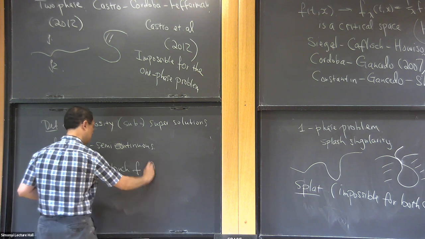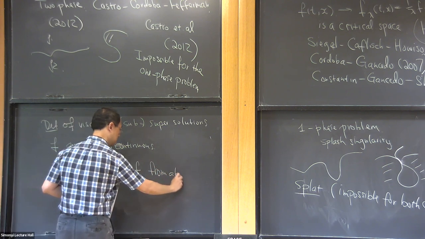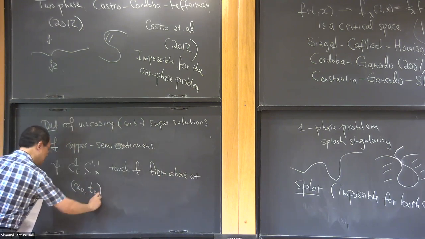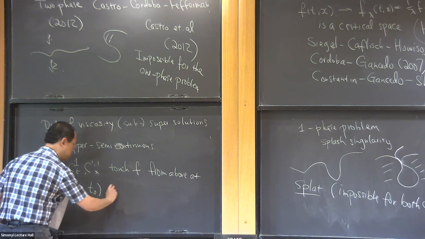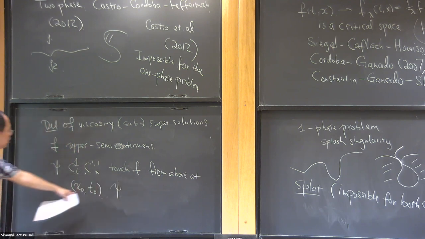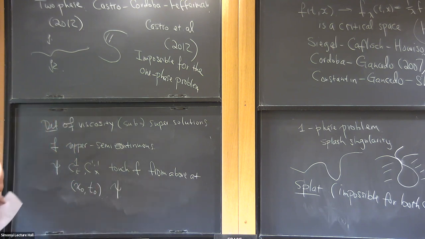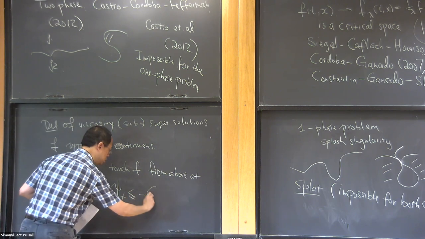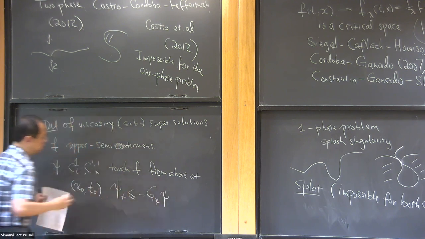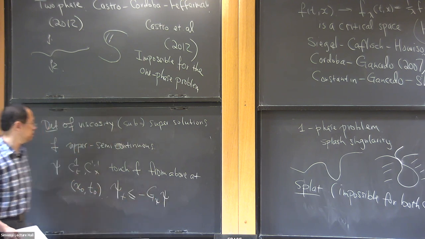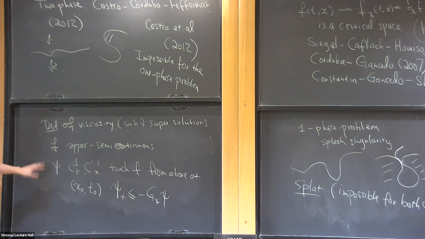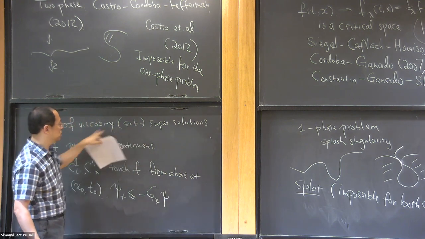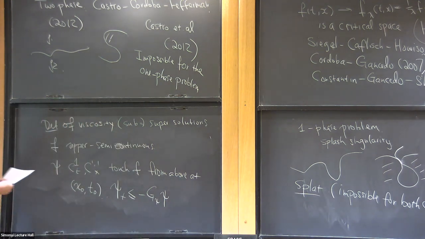At some point x0, t0, this psi should satisfy the following inequality at that point: psi t is less than or equal to minus g psi. I take all the constants to be one for simplicity. Similarly, you can define supersolutions. And if it is both a subsolution and a supersolution, then this is a viscosity solution.